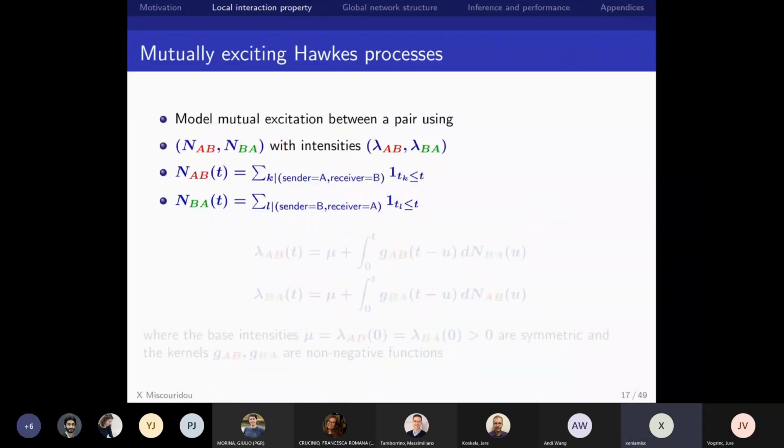So that's how a single Hawkes process works. But what I really want to do here is model pairs of people. I have a pair of people, and events from A towards B encourage events from B to A. So I have mutual excitation. In order to model this mutual excitation between a pair, I need two Hawkes processes. I will denote by capital N of AB the process of events from A to B, and with capital N of BA the process of events from B to A.